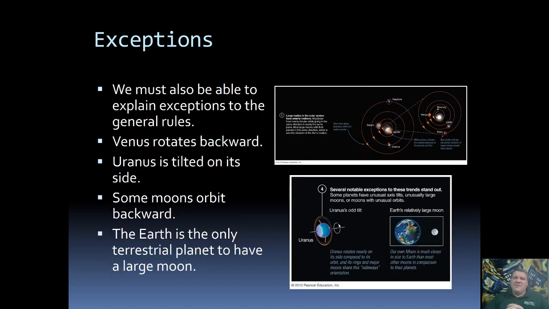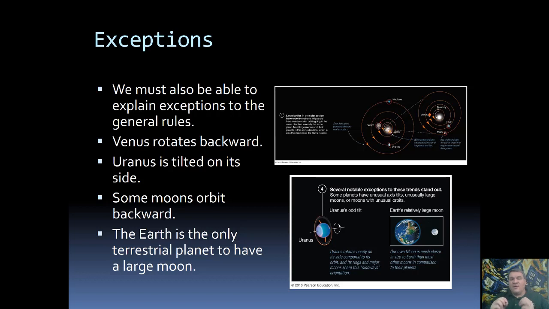The last thing we need to be able to explain are some exceptions to general rules. We mentioned previously that not all of the planets rotate in the same direction that they orbit. The two exceptions are Venus and Uranus. Venus has a retrograde rotation. So if you remember way back, retrograde means backwards. So it's spinning backwards from the way that we would expect.